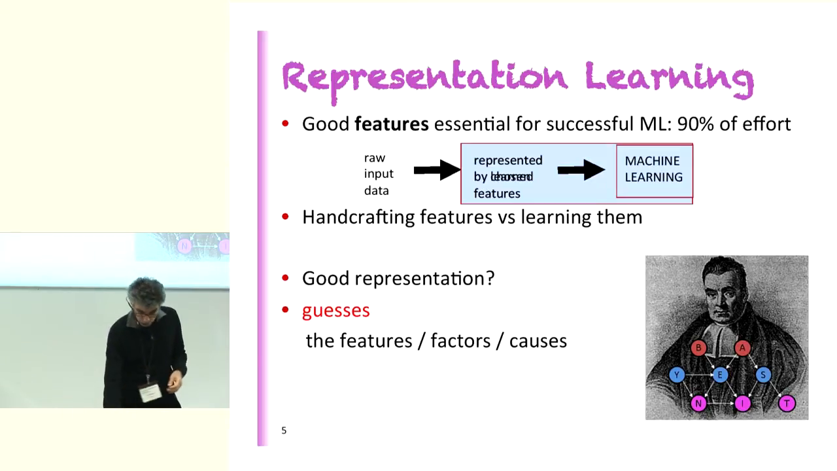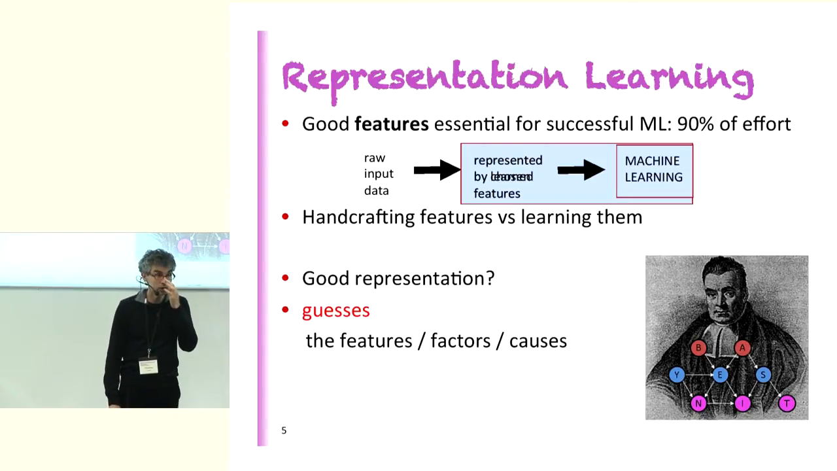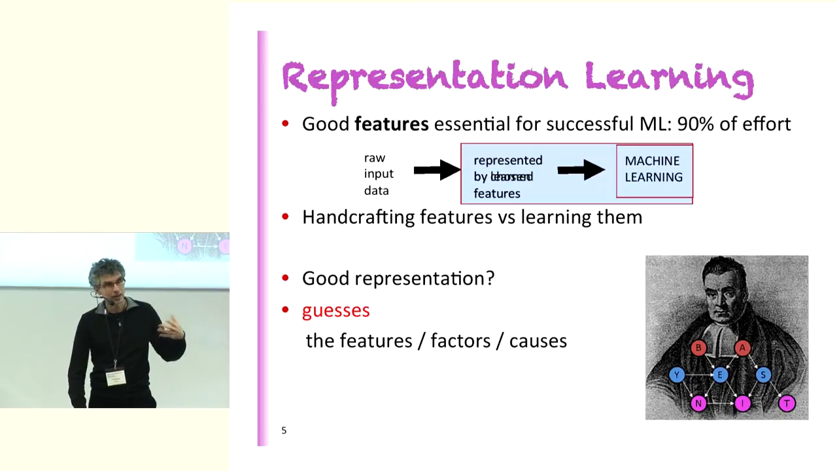So what we want to do is replace that box by machine learning. How do we get the machine learning to discover good representations from scratch? Of course, if you have some prior knowledge about good features, you should use them, but you can only go so far with handcrafting, and you'd like the learner to do most of the job. So that's the question we're trying to answer.